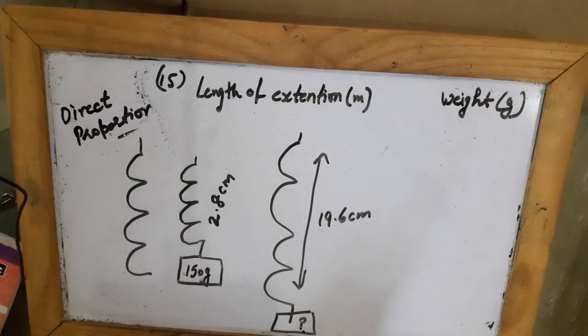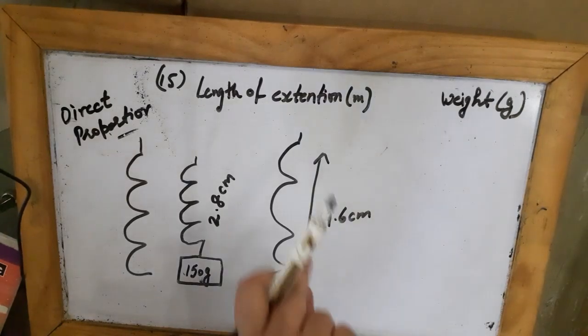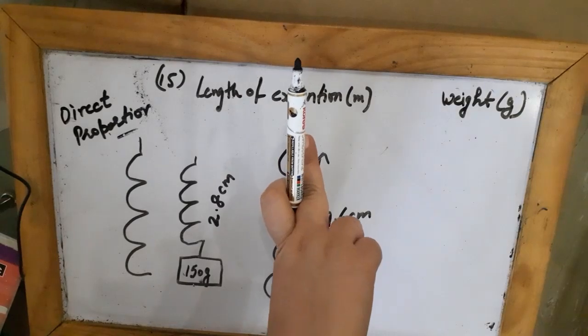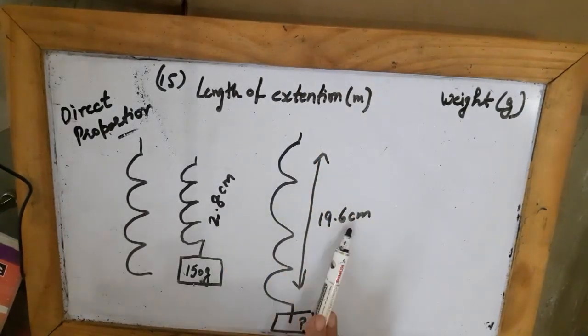तो जितना ज़्यादा वेट मैं लगाऊंगी, हैंग करूँगी, उतना ज़्यादा this will extend, right? The increase in the weight that I will hang over here will lead to the increase in the extension. So first, when to this string 150 gram weight was hung, it had an extension of 2.8 centimeter. तो ये 2.8 centimeter stretch हो जाती थी, but now this has stretched 19.6 centimeter. So how much weight I have hung over here? So that I have to find out.